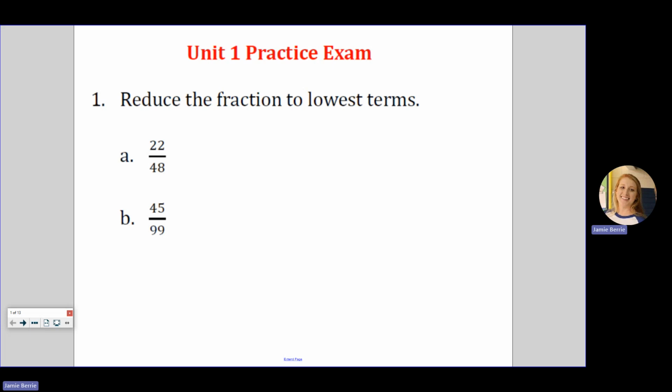All right, 22 over 48. What's the number that goes into 22 and 48? 2. So let's divide the top and the bottom by 2. What does that reduce to? 11 over 24. 11 and 24, do those have any common factors? Anything go into both of those? No, so we're done.